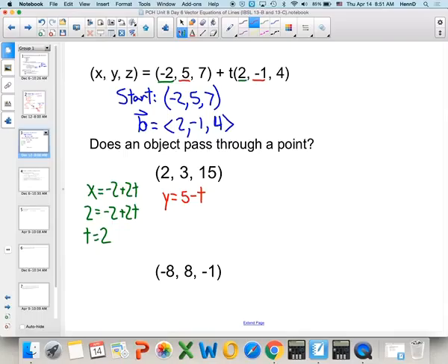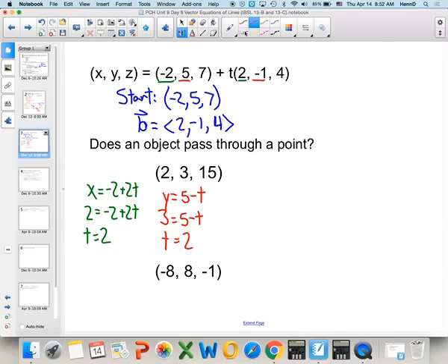So we're asking, when does y equal 3? Okay? So 3 equals 5 minus t. What does t have to equal? 2. Alright, so we're good so far. If we got a different number here, we wouldn't even bother with z. But since we got both those times correct, we do have to check the last one.